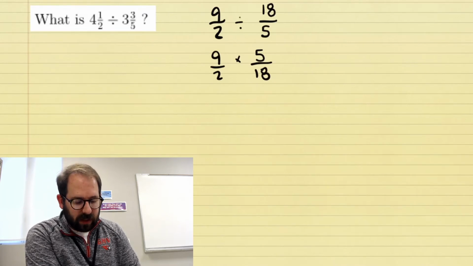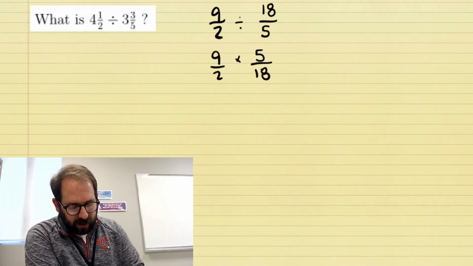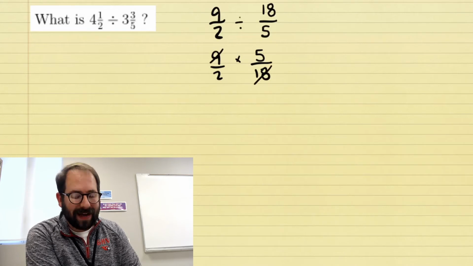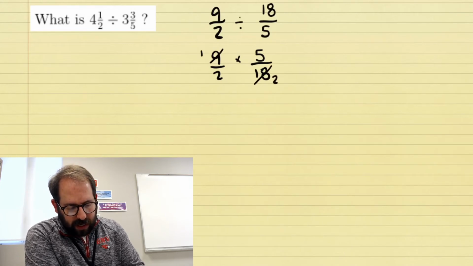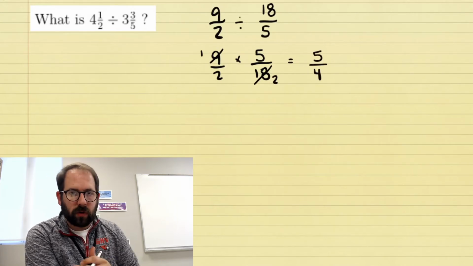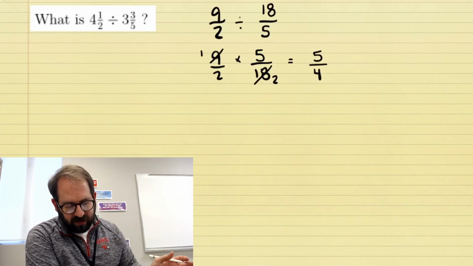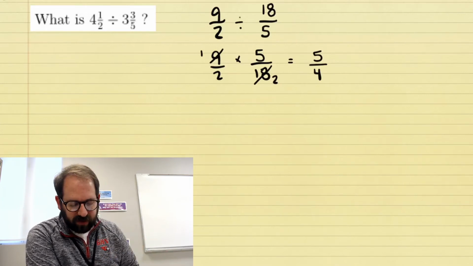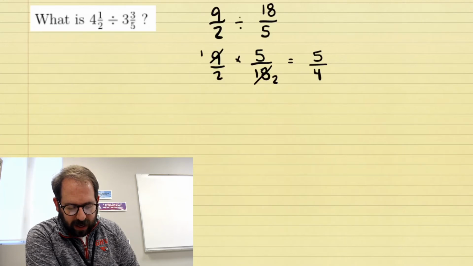Now, if we do this, we can look up and down, nothing. If I look diagonal, I can simplify these by dividing these both by 9. So that's a 1 and a 2. Now when I multiply straight across, I get 5/4. And then I can simplify that. Now, if you wanted to, you didn't need to simplify early. You could just multiply 9 times 5 and then 2 times 18 and go ahead and simplify from there. You got down to the same fraction as what I have.